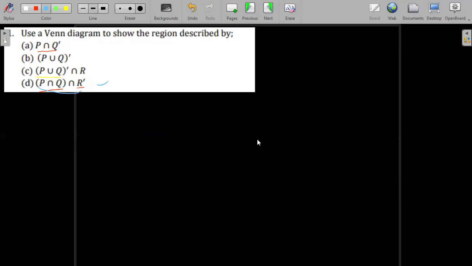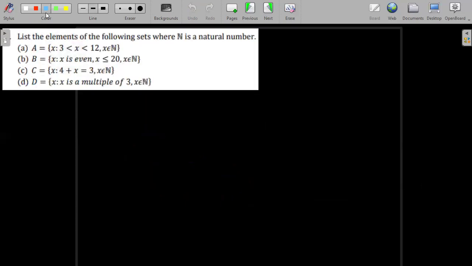Okay, so the next question says, list the elements of the following sets, where n is a natural number. The key here, they're telling us n is a natural number. Natural numbers are numbers that we use for counting, starting from 1 all the way up to infinity. I can write it like this in interval notation.